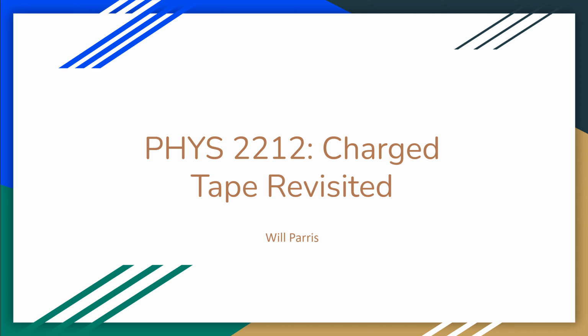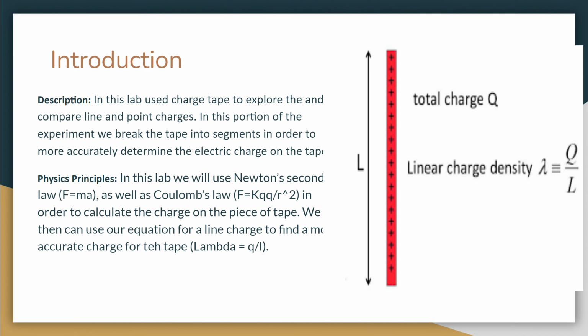In this lab, it is an extension of the experiment we did in the last lab, where we collected data on a piece of floating tape over another piece of tape. So in this lab, we used charged tape to explore and compare line and point charges. In this portion of the experiment, we break the tape into segments in order to more accurately determine the electric charge on the tape. We use Newton's second law, F equals ma, as well as Coulomb's law, F equals kqq over r squared, in order to calculate the charge on the piece of tape. We then can use our equations for a line charge to find a more accurate charge for the tape.